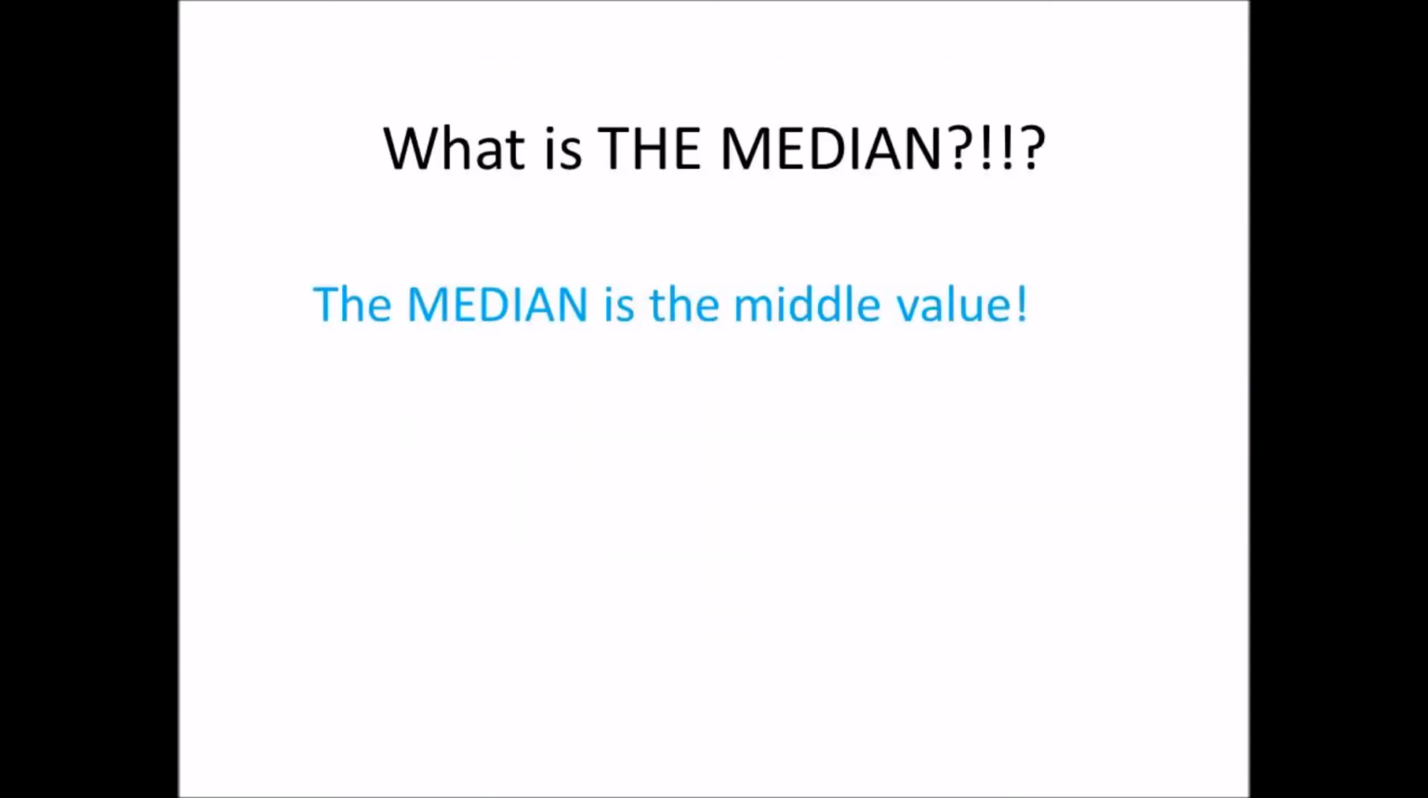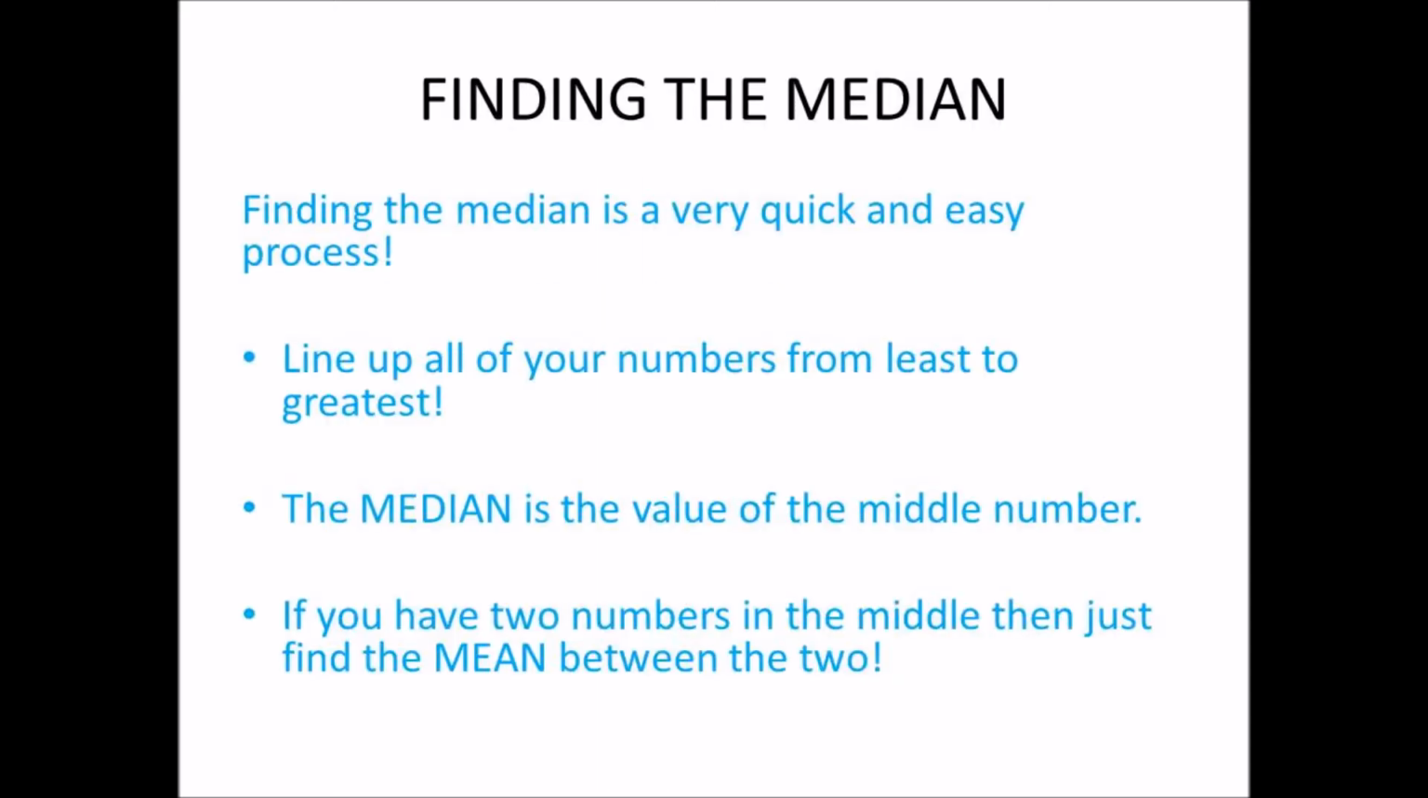What is the median? The median is the middle value. Finding the median is a very quick and easy process. Line up all your numbers from least to greatest. The median is the value of the middle number. If you had 2 numbers in the middle, then just find the mean between the 2.